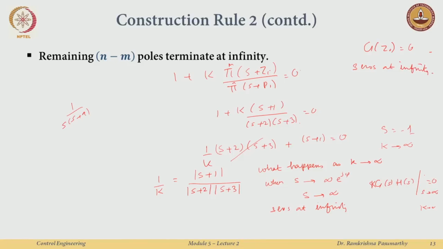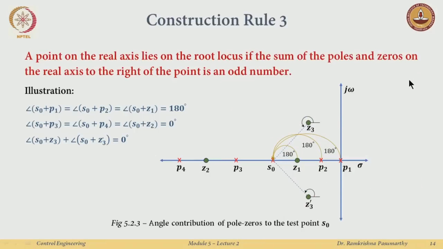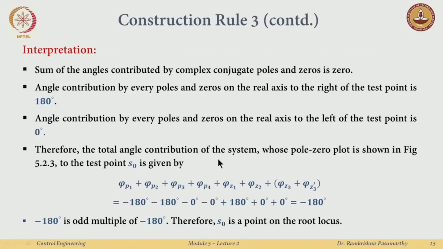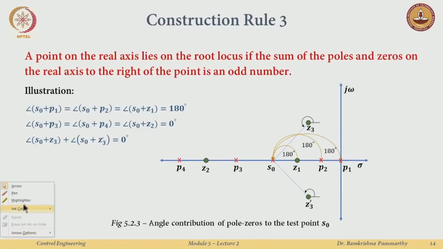Okay. So, here there are 2 poles and 1 zero. One pole will end up at the zero which is at -1, and the other pole will go to the zero at infinity. Okay. Now, the third rule will say, take a point on the real line, say for example this point right here. Does this point lie on the root locus? Well, let us see if we could try and find an answer to that.